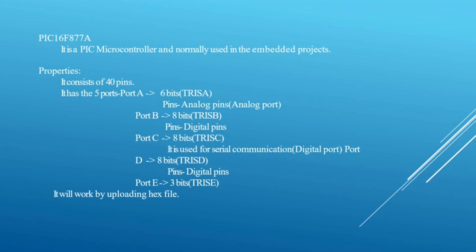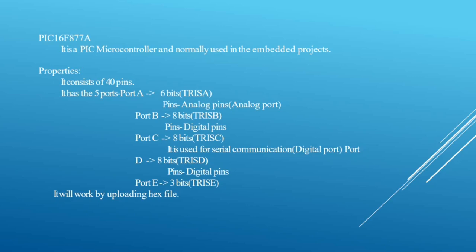The PIC microcontroller we have chosen is PIC16F877A. It is a microcontroller normally used in embedded projects. The main properties are that it consists of 40 pins and it has 5 ports: port A, port B, port C, port D, port E. Port A consists of 6 bits. It is the only port which has analog pins. Port B contains 8 bits, TRISB, and these are all digital pins.